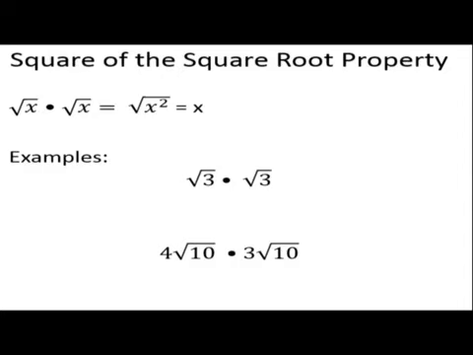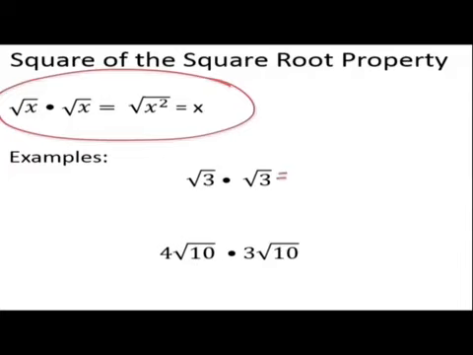So let's look at the square of the square root property. Here's the definition right here. The square root of x times the square root of x equals the square root of x squared, which equals x. If we look at some examples, the square root of 3 times the square root of 3 is the same thing as the square root of 3 squared, which equals the square root of 9, which then is 3.